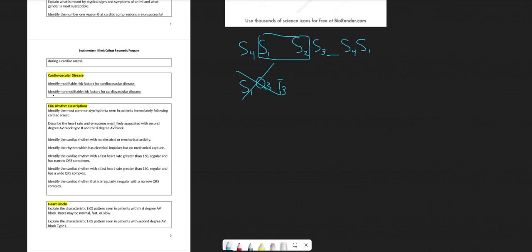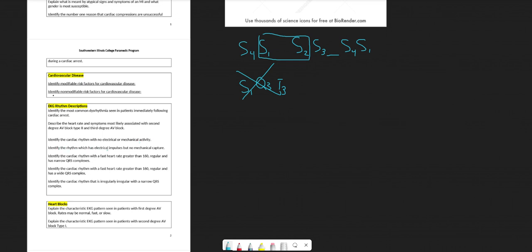Describe the heart rate and symptoms most likely associated with second degree AV block type 2 and third degree AV block. So these high degree blocks, which is Mobitz 2 and third degree, they're usually bradycardic and often associated with chest pain, altered mental status, stuff like that. Not usually benign symptoms. Identify the cardiac rhythm with no electrical or mechanical activity, so it's obviously asystole.